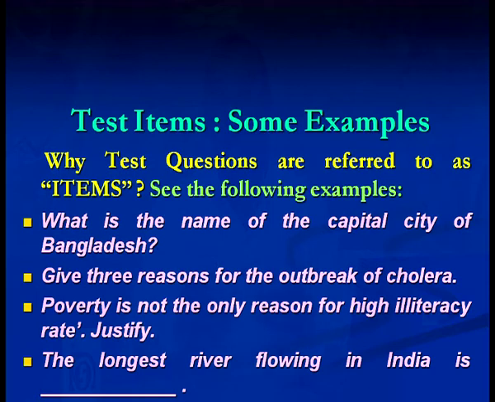Now, test items. Why do we say questions as items? You can see on the screen there are 4 examples. What is the name of the capital city of Bangladesh? Give 3 reasons for the outbreak of cholera. Poverty is not the only reason for high illiteracy rate. Justify. The longest river flowing in India is blank. You have to complete this statement. Now you can see these 4 examples.